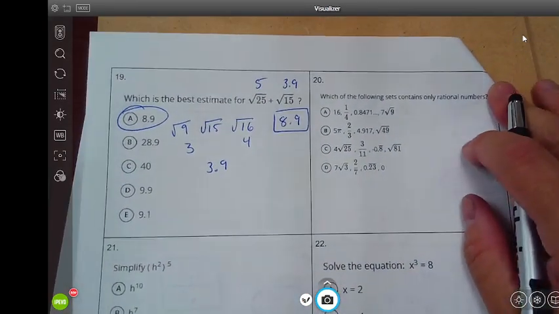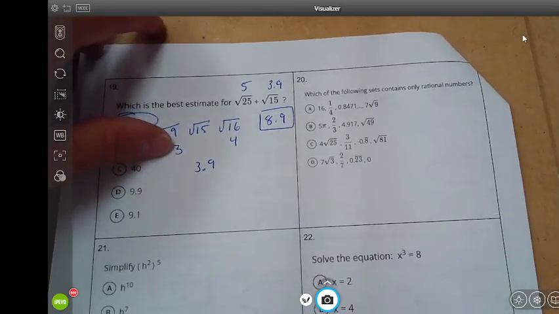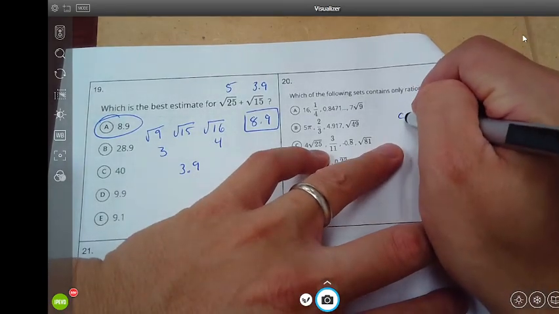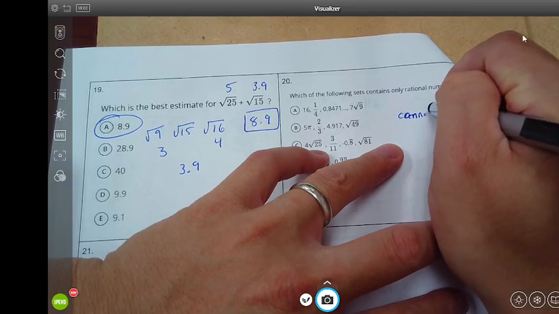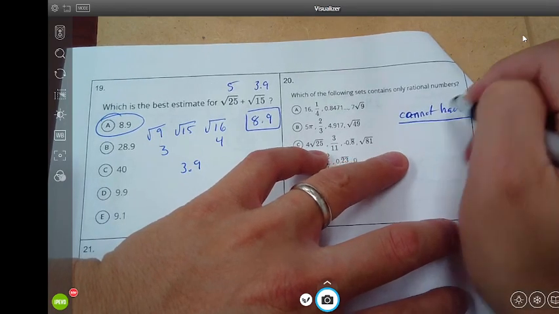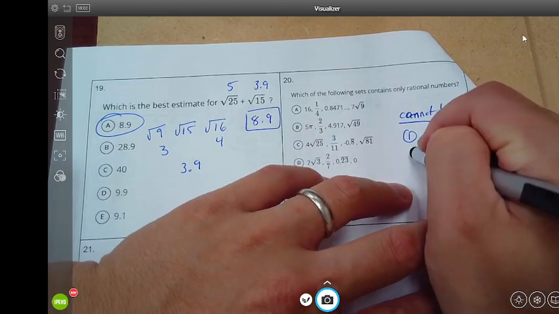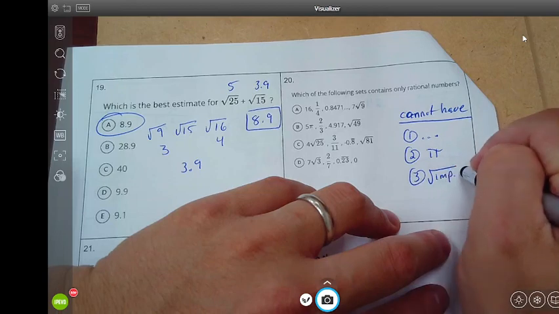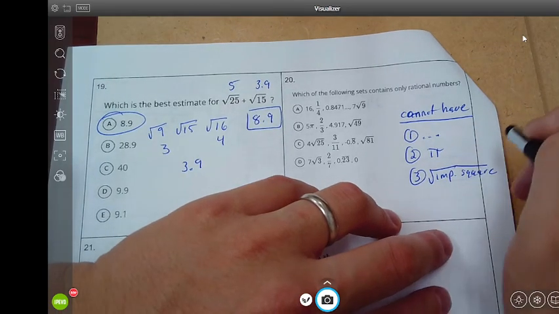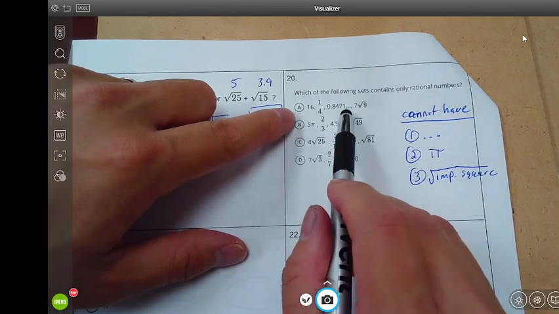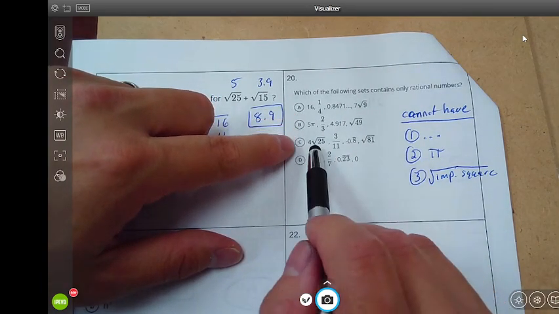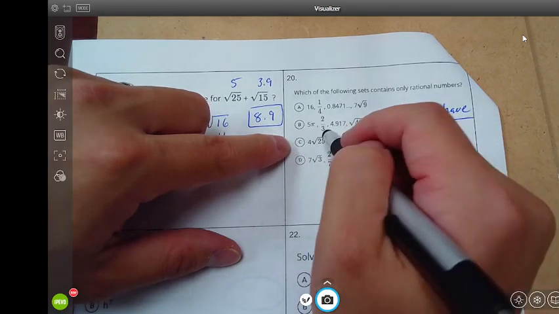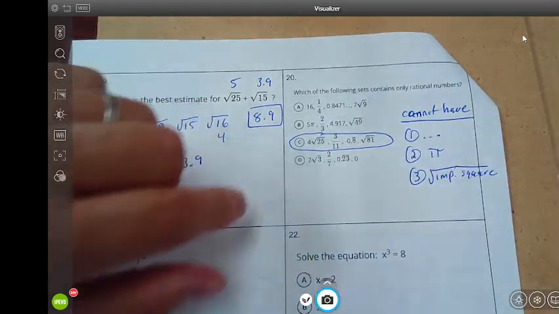All right, which of the following sets contains only rational numbers? Okay, so they can only have rational numbers. So it cannot have the three dots. It cannot have pi. It cannot have the square root of an imperfect square. Okay? All right. A, I see the three dots. B, I see pi. C is it, because D has square root of 3, which is an imperfect square. Okay? So C doesn't have any of those.